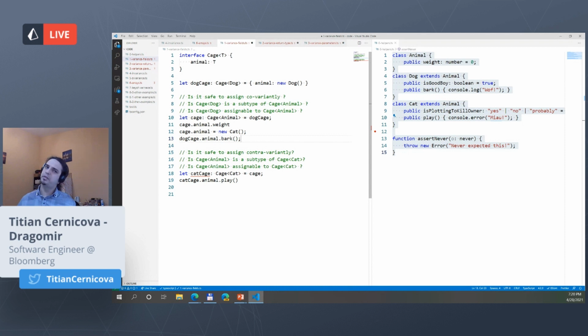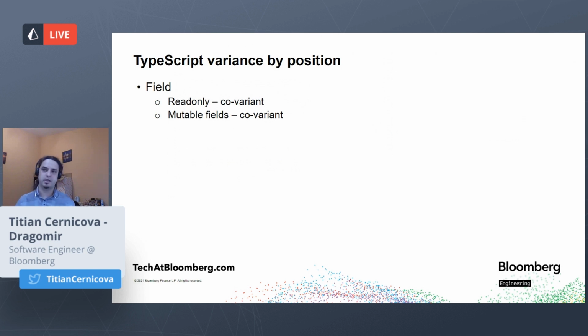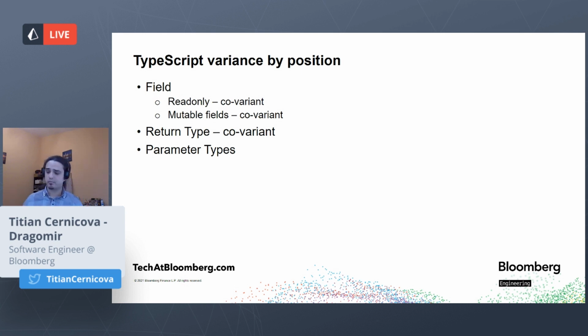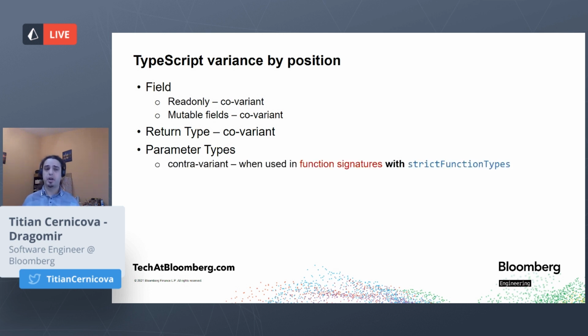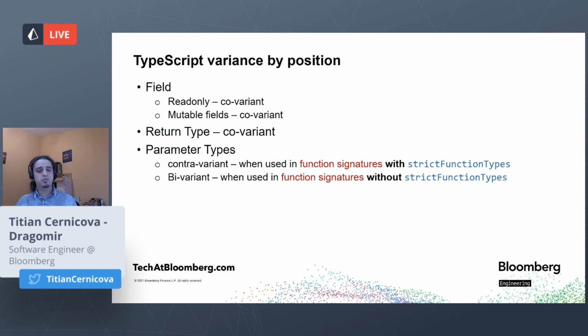So mutable fields can be an issue. They're covariant, even though that is not safe. Return types, TypeScript considers covariant, which is the same as our intuition said. And let's see parameter types. Now this is where it gets a little bit messy. As we've seen, parameter types seem to be contravariant, but only when strict function types is turned on, and only within function signatures, right? Now, I'm not going to consider the case without function signatures. I hope everybody's using strict or some version of strict at least.